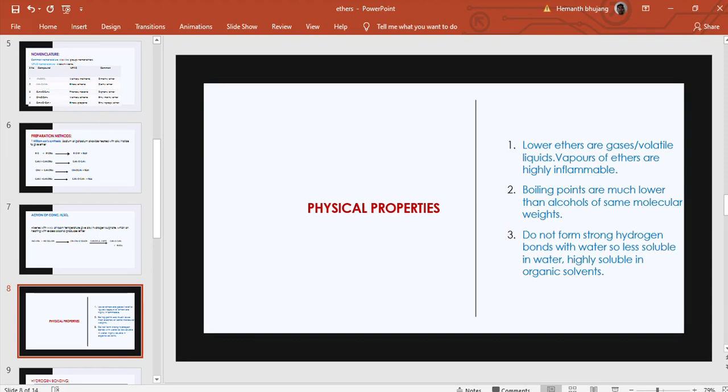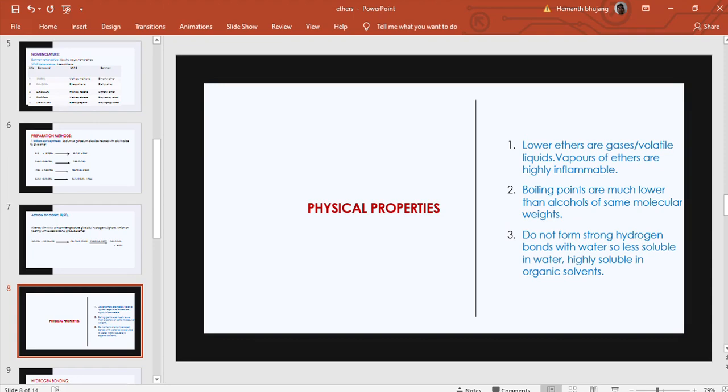And the boiling points of ethers are much lower than alcohols having the same molecular weight. For example, if you take an ether having roughly 30 molecular weight, and let us take an alcohol which also has the same molecular weight, 30 grams, and compare the boiling points, definitely the boiling point of the alcohol will be more than the ether. The reason I'll explain to you.